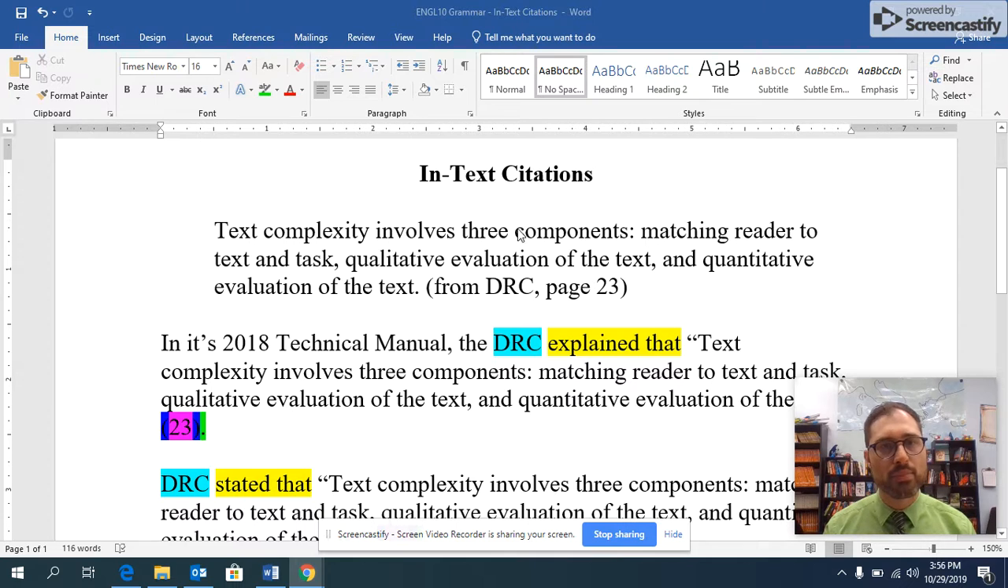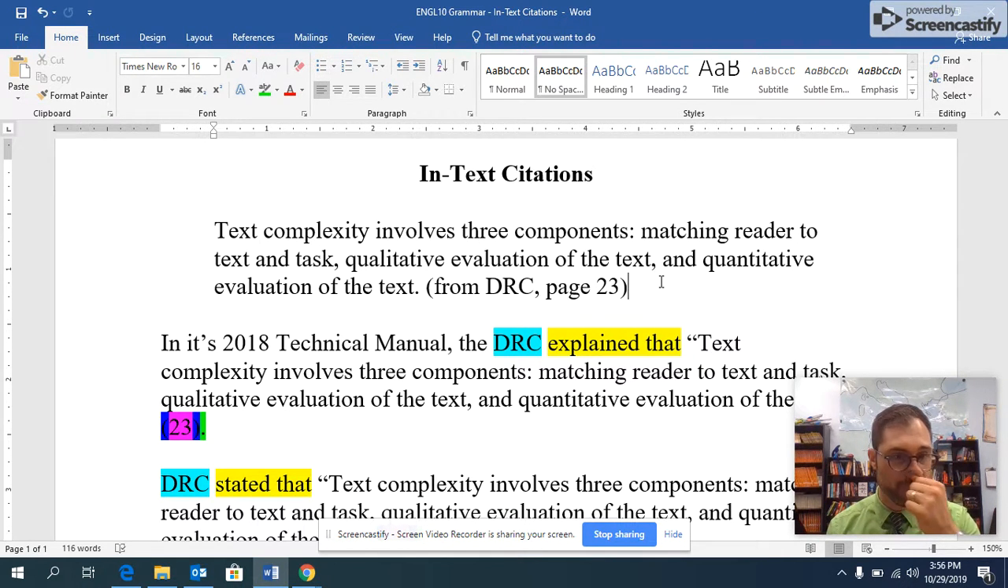So I pulled this word-for-word sentence from the technical report from the Keystone exam. So when the Keystones publish things, they tell us how the test goes. And this sentence says, "Text complexity involves three components: matching reader to text and task, qualitative evaluation of the text, and quantitative evaluation of the text." And that is from the DRC report, the Data Recognition Corporation, on page 23. Now, how do I put that if I'm going to write about the Keystone exams, for example?